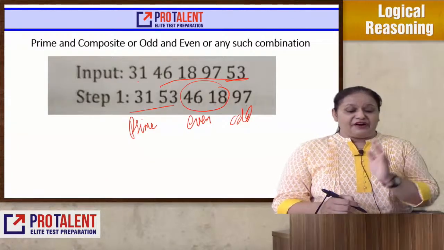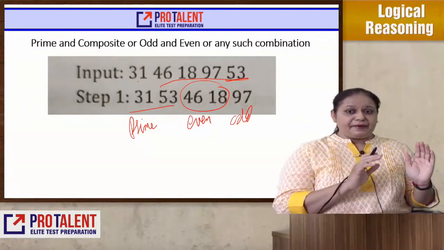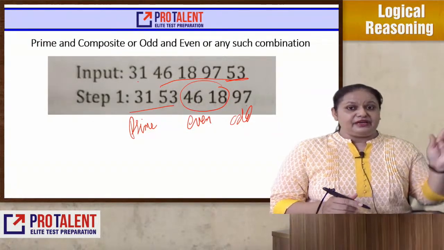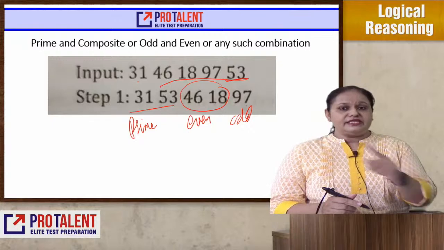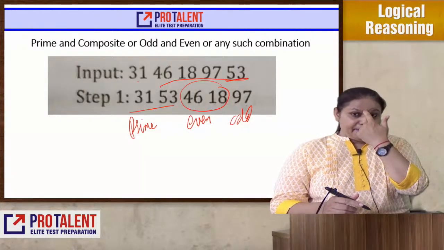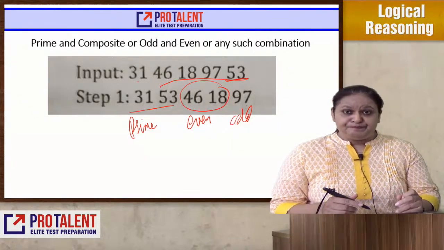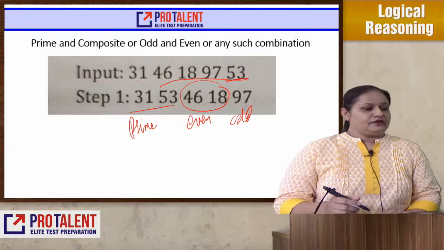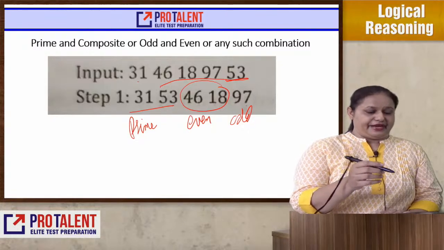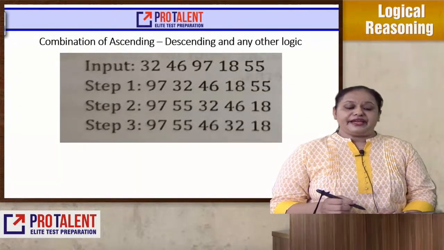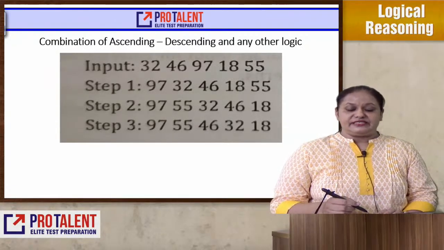Second thing, after taking all the primes together, there can be an internal rearrangement, ascending order or descending order. Getting it? Ascending or descending. So there can be an internal arrangement as well. Then there can be, as I said, a combination of ascending and descending in any logic.